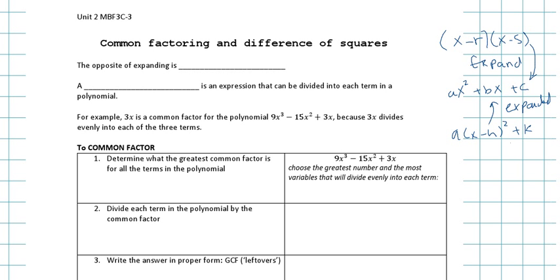Okay? Now, what happens if I want to go from the standard form to the factor form? So if I want to go from standard to factor, from standard to factor, I have to factor. Okay, the process is called factor.